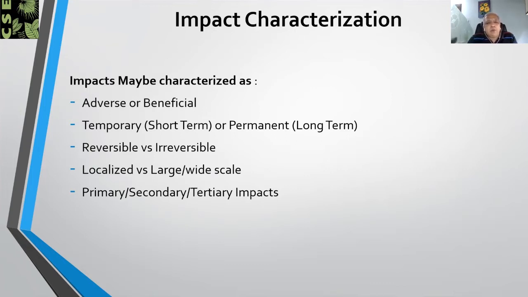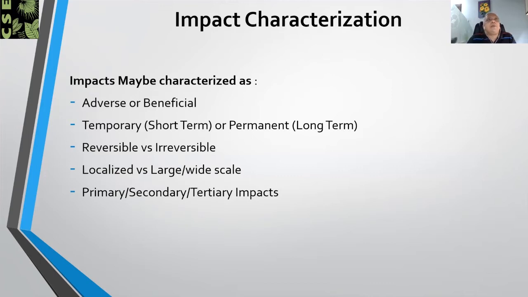Then we may have localized impacts versus large or wide scale impacts. Like, construction projects typically have localized impacts, whereas large thermal power plants, which are like 800 megawatt or 400 megawatt, have impacts which are spread over a very large scale. Then we have primary, secondary, and tertiary impacts.